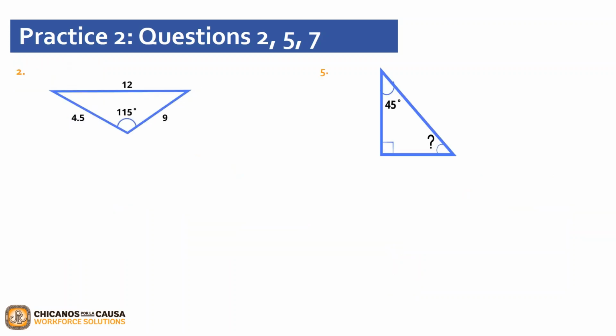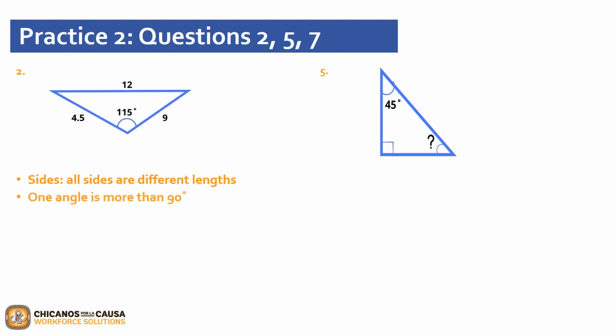Great, you're back. So let's go ahead and get started. With question 2, we're going to classify the triangle in 2 ways. Okay, so we have our triangle here. First off, we can look at it and decide that all sides are different lengths. We have one that's 4.5 centimeters, another side that's 9, and then the third side is 12 centimeters. So right off the bat, we know that these sides are not the same.